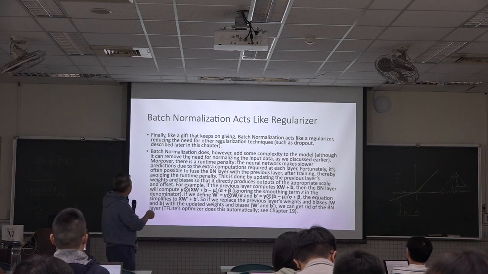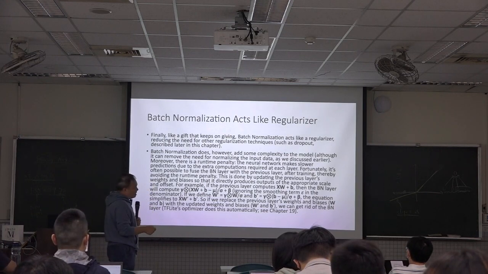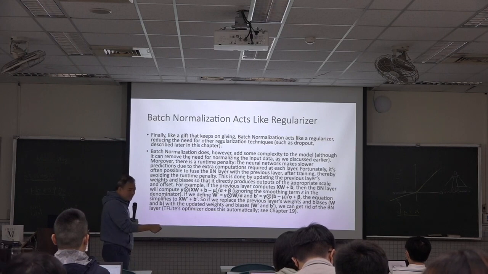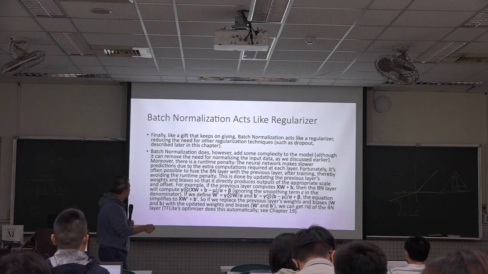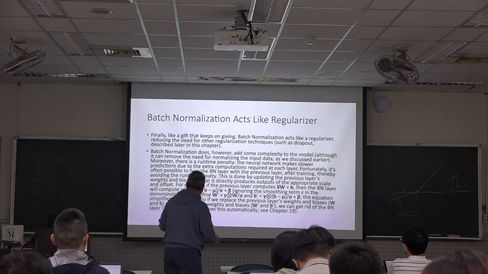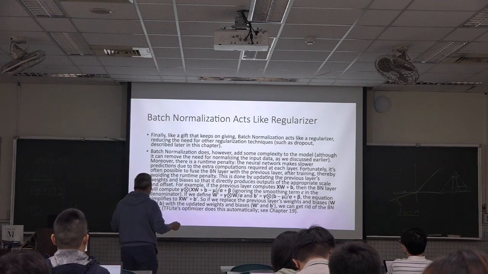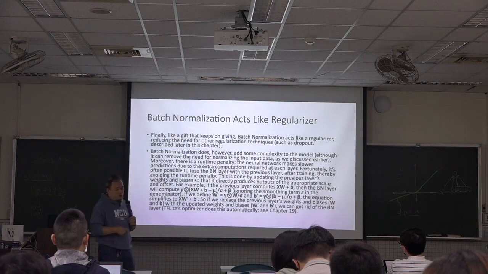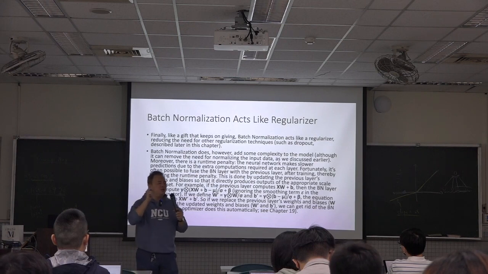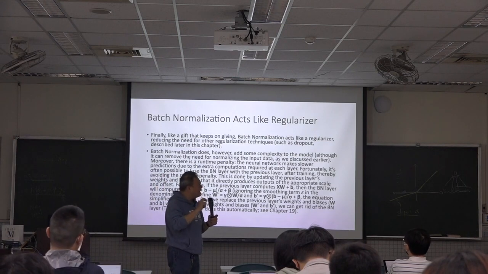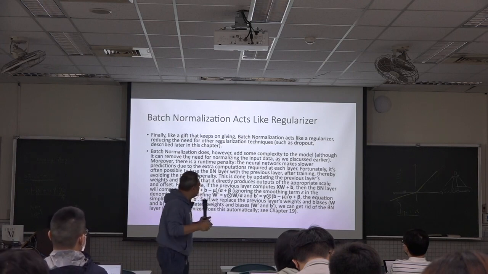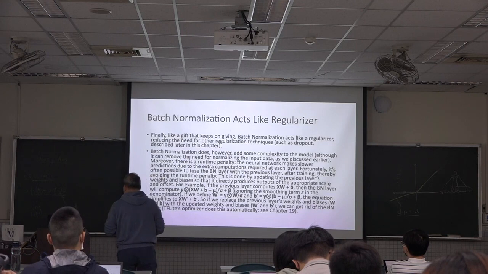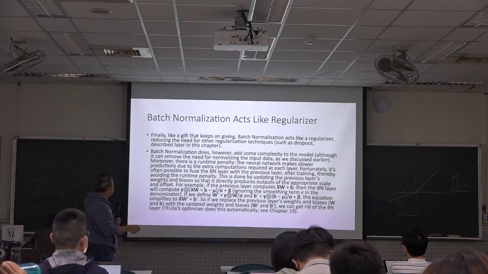In addition to these benefits, batch normalization also acts like a regularizer, reducing the need for other regularization techniques, for example dropout. We are going to talk about dropout later in this chapter. Batch normalization, however, adds some complexity to the model, because we need to do some additional computation. Even though those computations are not that many, it still adds a little bit more complexity to the model.